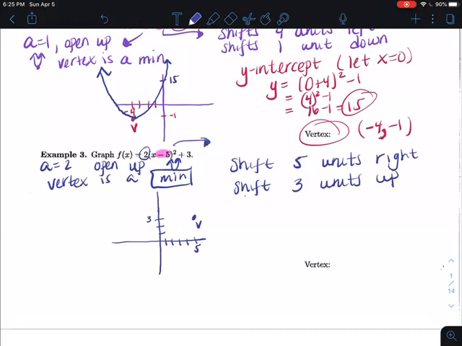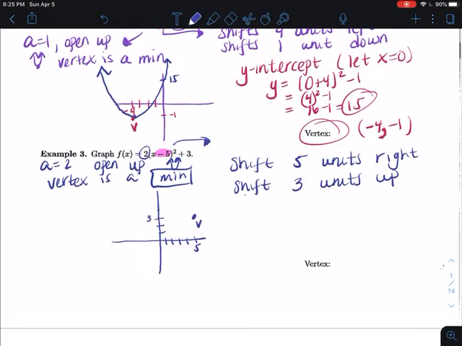So I'm going to put V for vertex. When they ask me for the vertex, just reading this point off the graph, my vertex is at the point (5, 3).